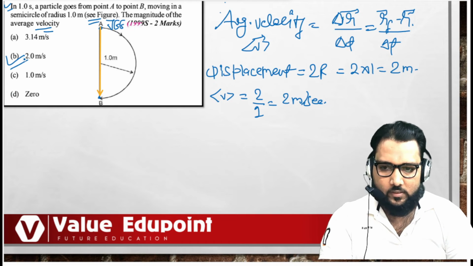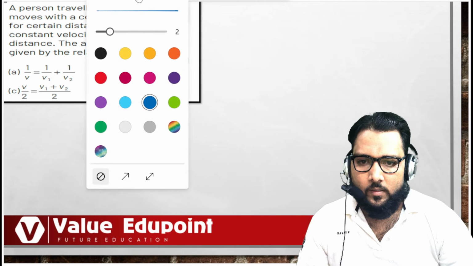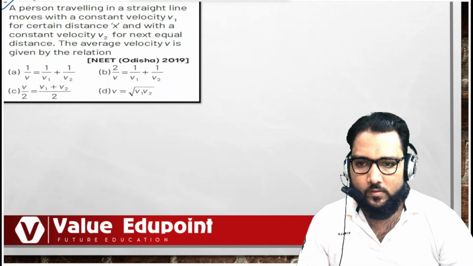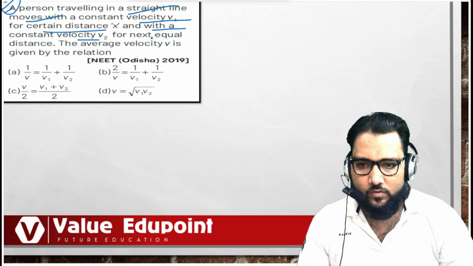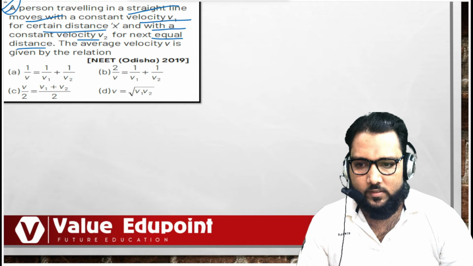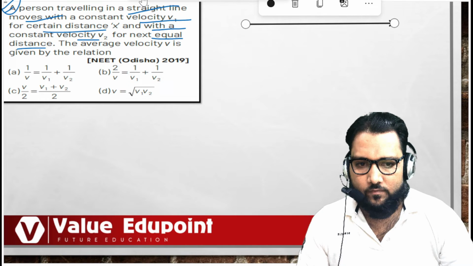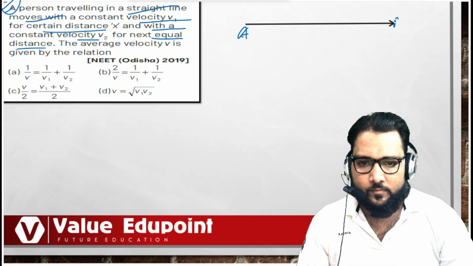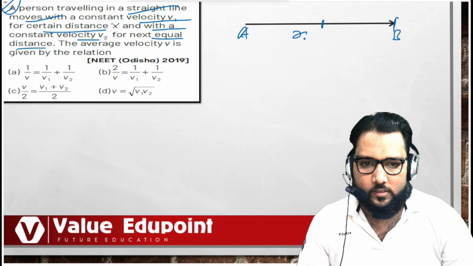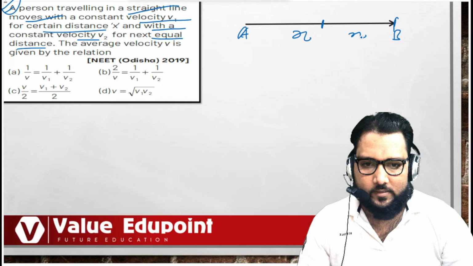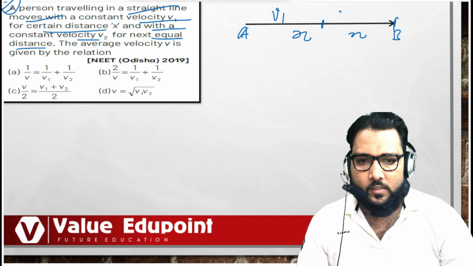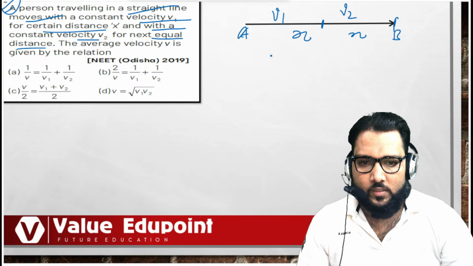The correct answer is, so look at this guys, this problem is: a person traveling in a straight line moves with a constant velocity v1 for a certain distance x and with a constant velocity v2 for the next equal distance. So guys, very easy problem. How will we start? Suppose the person starts from here, this is point A, and reaches point B, traveling some distance x, then another distance x. Here velocity v1 and here velocity v2. Suppose here the time taken is t1, here the time taken is t2.